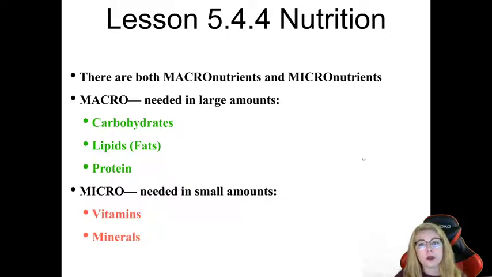Okay, it's important to know that there are 2 major classes of nutrients. We have the macronutrients and the micronutrients. Macro is for the fact that these nutrients are needed in large supply in the body. That's your carbohydrates, your lipids, which are your fats, and protein. And then we have micronutrients, and those are still necessary, but they're needed in smaller or microscopic amounts compared to the macronutrients. That's going to be things like your vitamins and minerals.